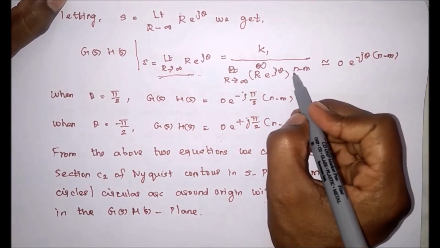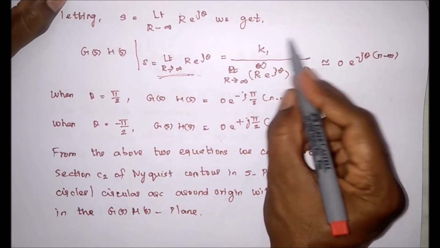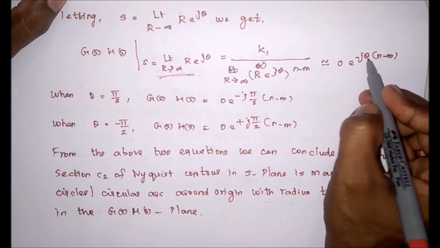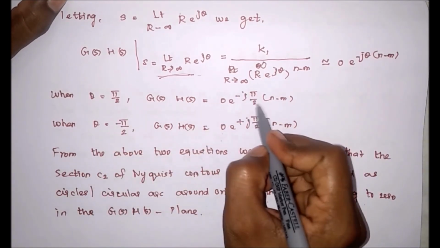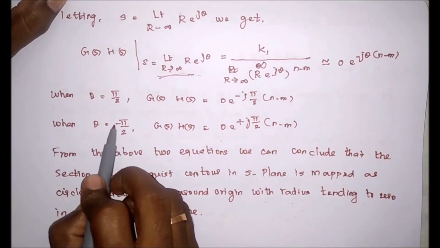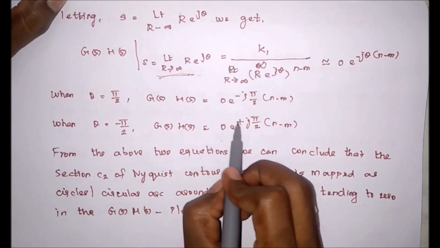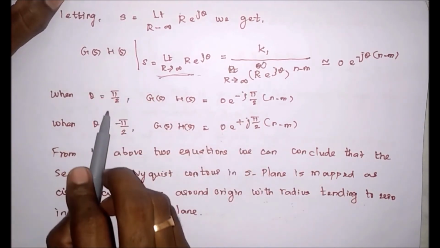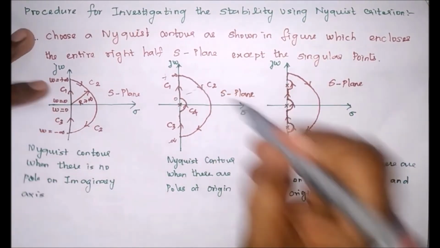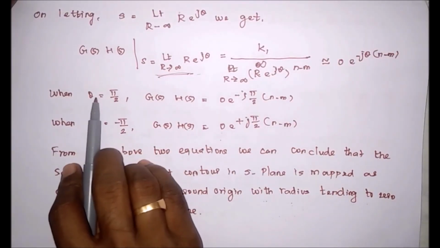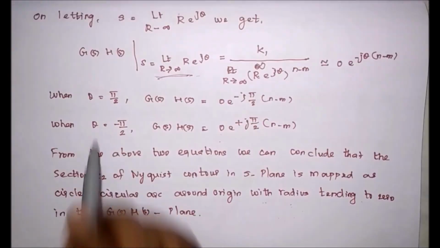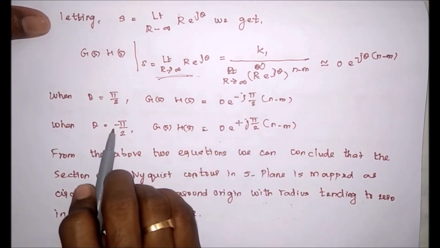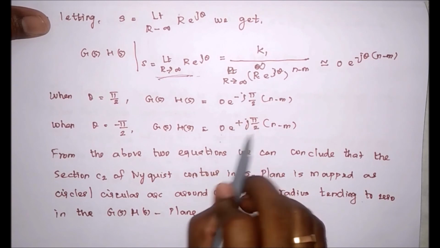If we take this plus from the numerator, it will become minus. So we see here 0. If we substitute theta equal to plus pi by 2, we get e power minus j pi by 2 into n minus m. If we substitute theta equal to minus pi by 2, we get e power plus j pi by 2 into n minus m. So from this what can we conclude? This is the C2 region. When the s plane has plus pi by 2, the g of s into h of s plane will have minus pi by 2. If it is minus pi by 2, that plane will have plus pi by 2.